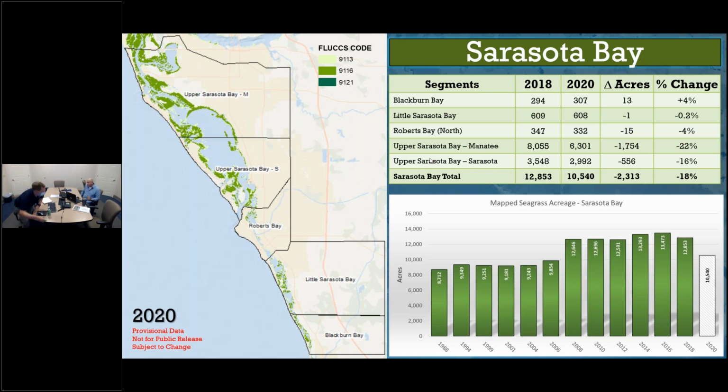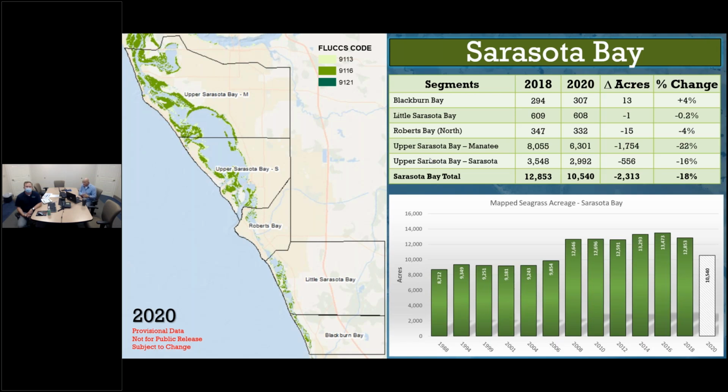But there's another story here that's really important, and that's in Roberts Bay, Little Sarasota Bay, and Blackburn Bay. In those systems, we didn't really see much of a change. In fact, Blackburn Bay reported an increase in grass. Now, granted, it's only 13 acres, and the whole bay is only about 300 acres of seagrass. But for Blackburn Bay, that's significant. And just the fact that we've seen an increase, or at worst, no real change.